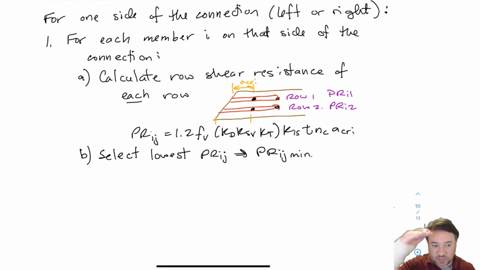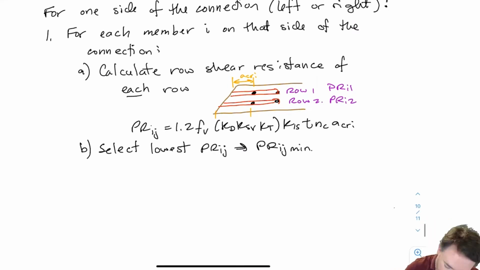So I'm going to assume that all the rows have the same strength, just like I'm assuming that all spacing between the bolts in a row is the same. That conservative part that we talked about, including the end distance, they're all the same. That's what PRIJ assumes. Likewise, I'm going to assume all the rows that pull out all have the same row shear strength.